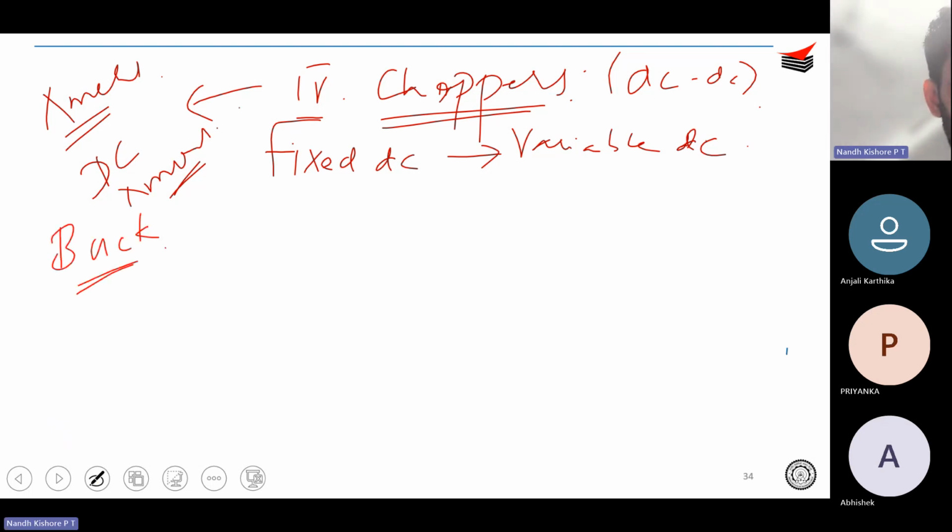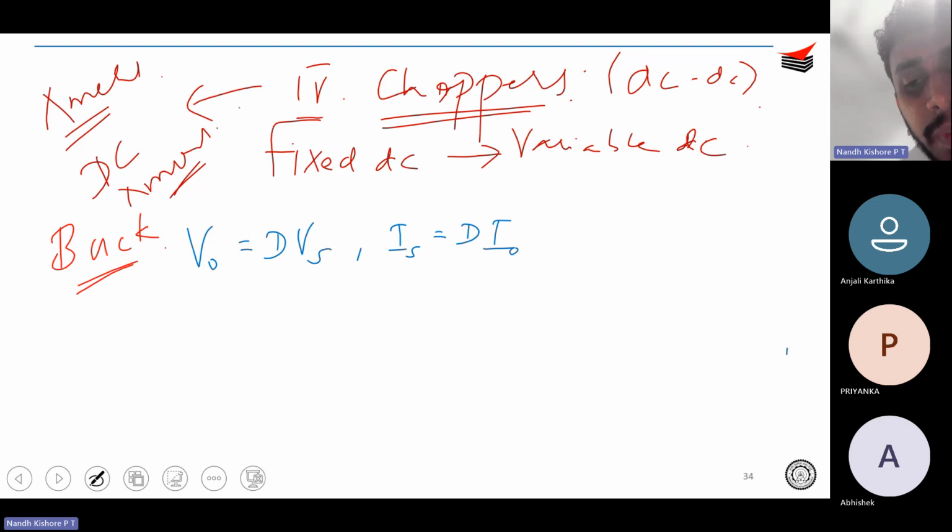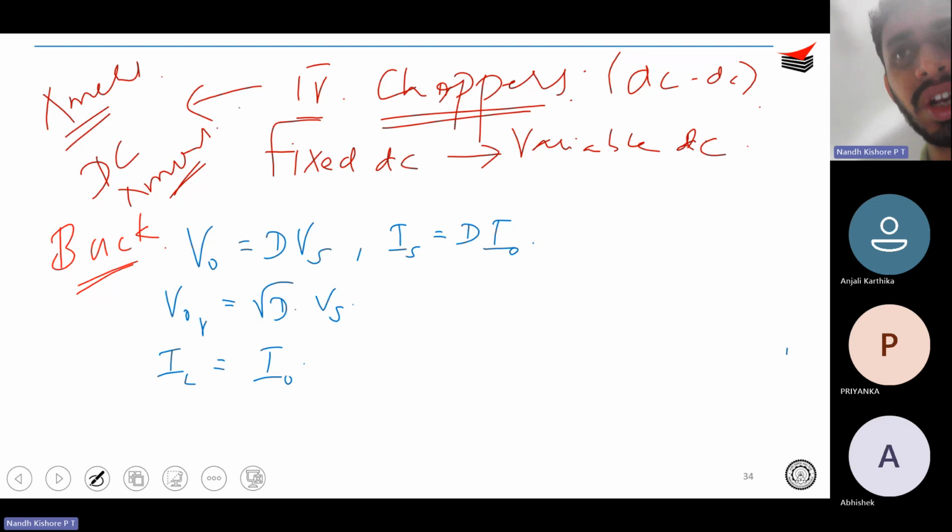So for buck converter, you of course know the basic that V naught is D times Vs, where D is your duty, Vs is your input, and Is is equal to D times I naught. Complementary, right? So this is V naught average. What is V naught RMS? It will be root over D times Vs. Okay. And what is the average inductor current? Inductor is on the output side, therefore average inductor current is I naught.